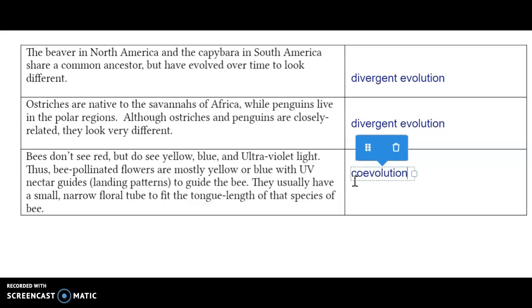Lots of cool things in nature like that. Not coincidence or happenstance. So that is that. Different types of evolution.